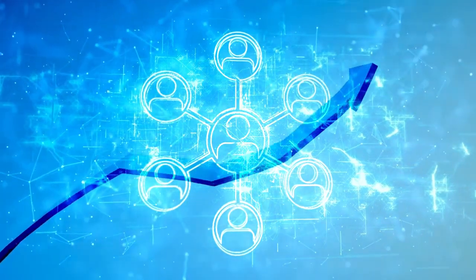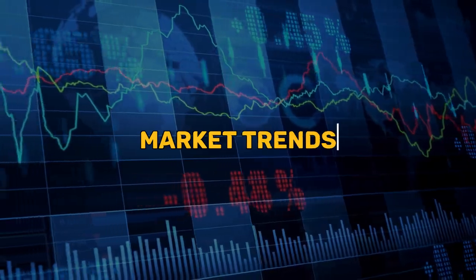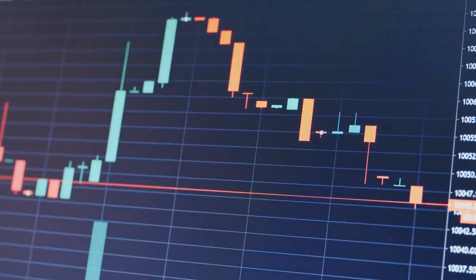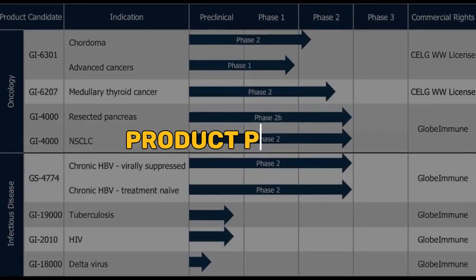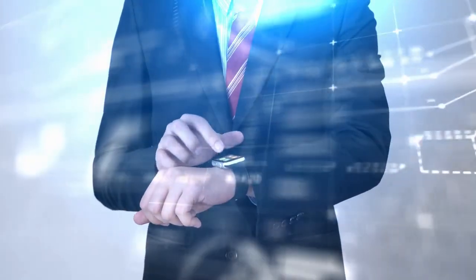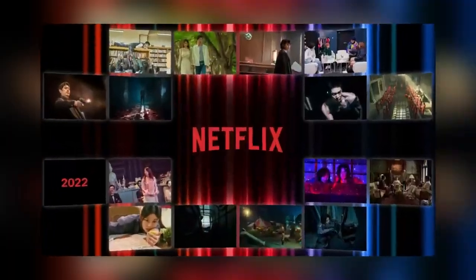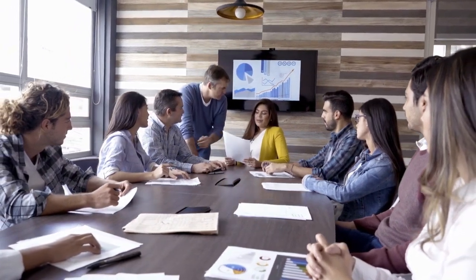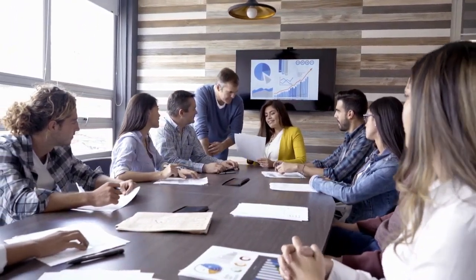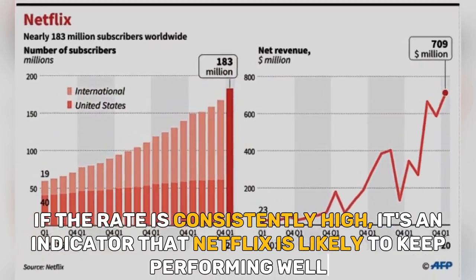Revenue growth rate. A consistently rising revenue stream could signal that a company is well-positioned for future success. Market trends. Observing larger industry trends can offer insights into how a particular company might fare in the years to come. Product pipeline. Billionaires look at a company's future product releases to gauge potential future revenue streams. Take Netflix as an example. While its current financials are important, smart investors also consider the company's subscriber growth rate. If the rate is consistently high, it's an indicator that Netflix is likely to keep performing well.